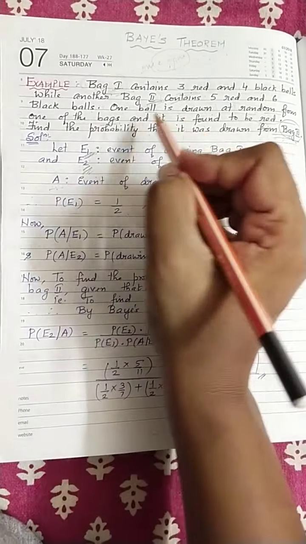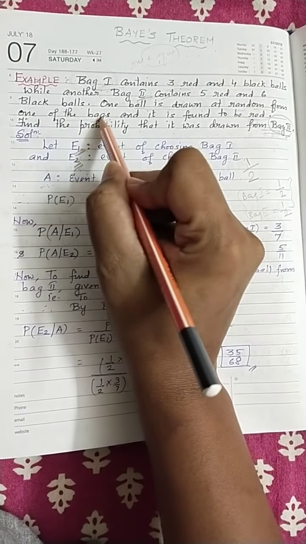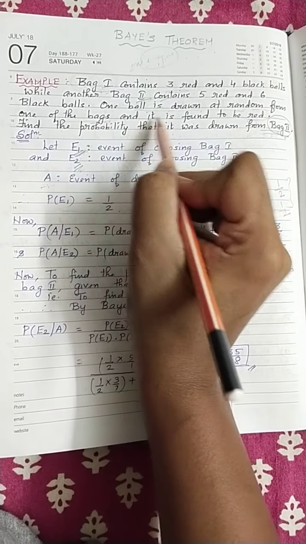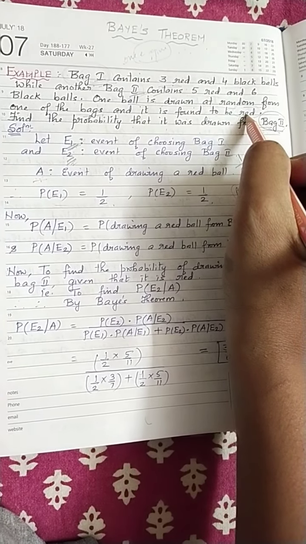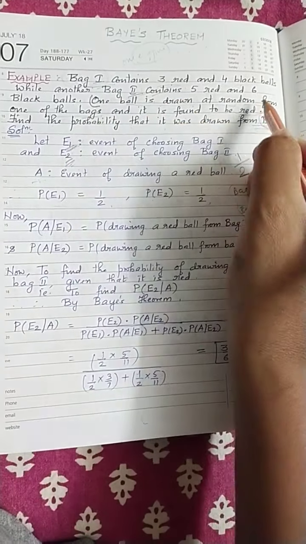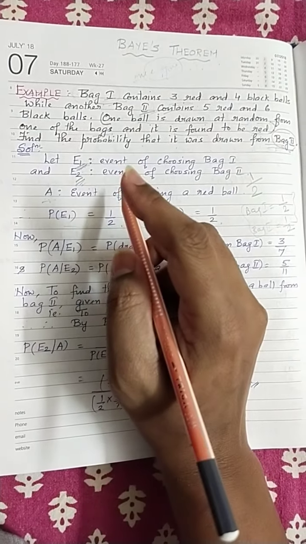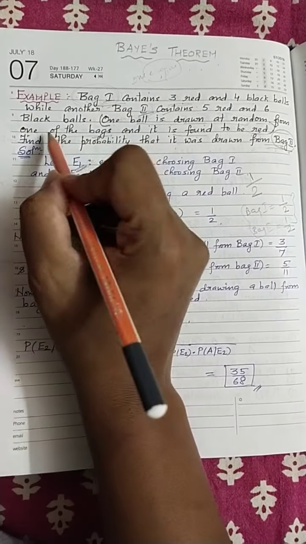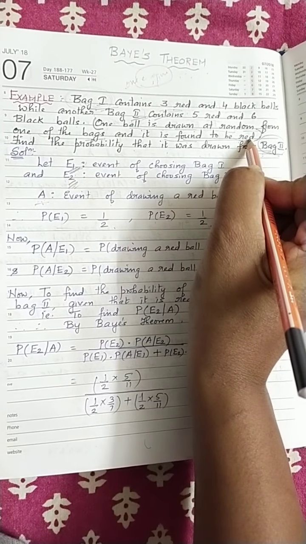Now next, one ball is drawn at random from one of the bags and it is found to be red. From here on we will be completely using the conditional probability, assuming that this bag is given to you, you have to find this red.